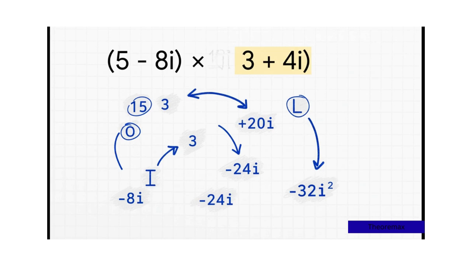We have to multiply it by that same conjugate, 3 plus 4i. We'll just use the good old FOIL method. First, outer, inner, last. That gives us 15 plus 20i minus 24i and minus 32i squared. Yeah, it looks a little messy right now, but trust me, the next step cleans it all up.